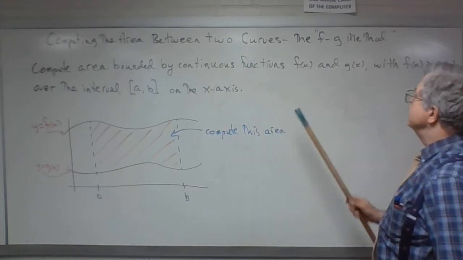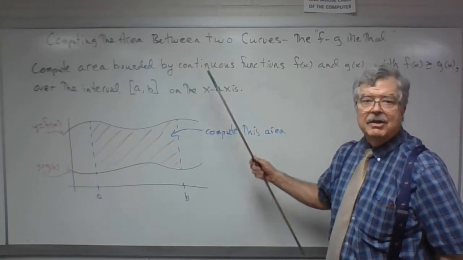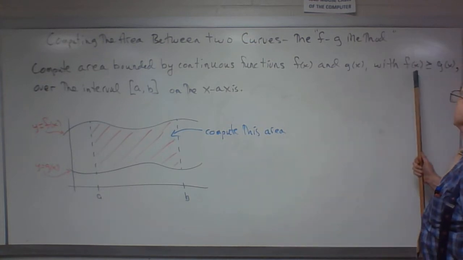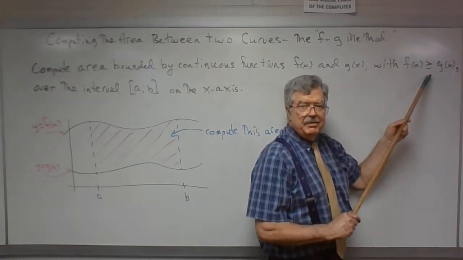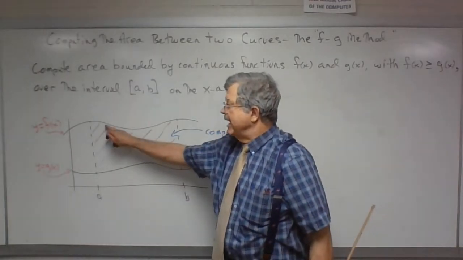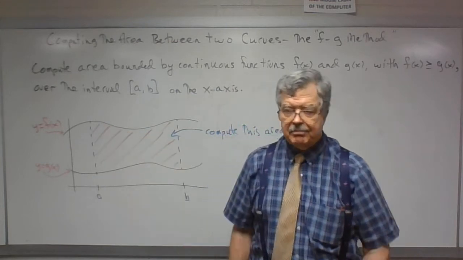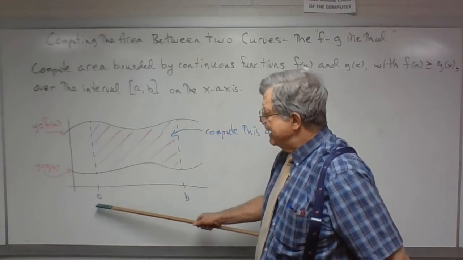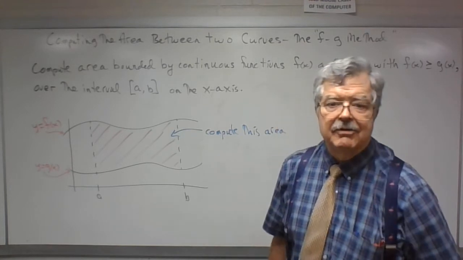We have two curves, or two functions, f of x and g of x, and they're continuous. The graphs have no breaks or interruptions. And we assume that f of x is greater than or equal to g of x. In other words, in the xy plane, the graph of f of x lies above the graph of g of x. And we're computing the area bounded by the two graphs from x equal a to x equal b on the x-axis.